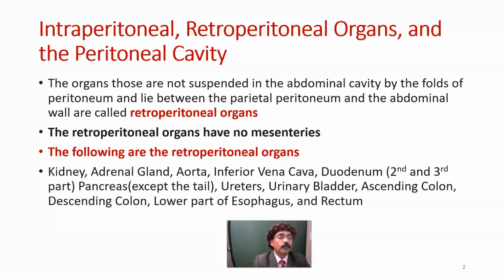There is no mesentery for the ascending colon and no mesentery for the descending colon, because the colon has been fused to the posterior abdominal wall during the process of development. So, what are the retroperitoneal organs? Kidney, adrenal gland, also called suprarenal gland, aorta, inferior vena cava, duodenum, the second part and the third part, pancreas except the tail, ureters, urinary bladder, ascending colon, descending colon, lower part of the esophagus, and the rectum.